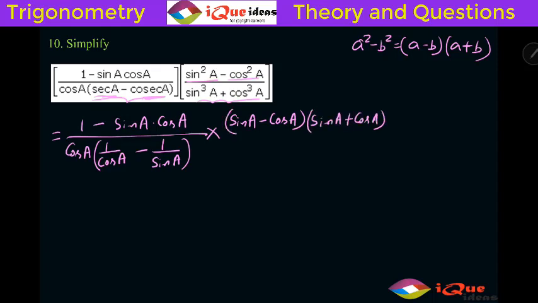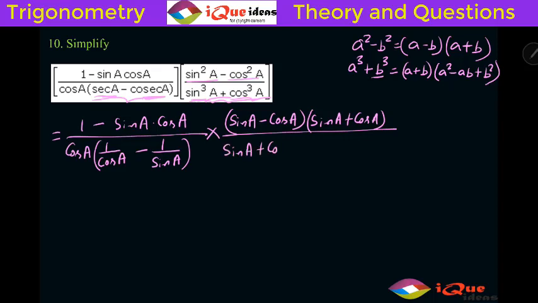Okay. And in the denominator, it is sin cube a plus cos cube a. Look at this carefully. Here we have a formula: a cube plus b cube is equal to (a plus b) into (a square minus ab plus b square). Here in place of a we have sin a, in place of b we have cos a. So we can write this as (sin a plus cos a) into (sin square a, minus sin a into cos a, plus cos square a).